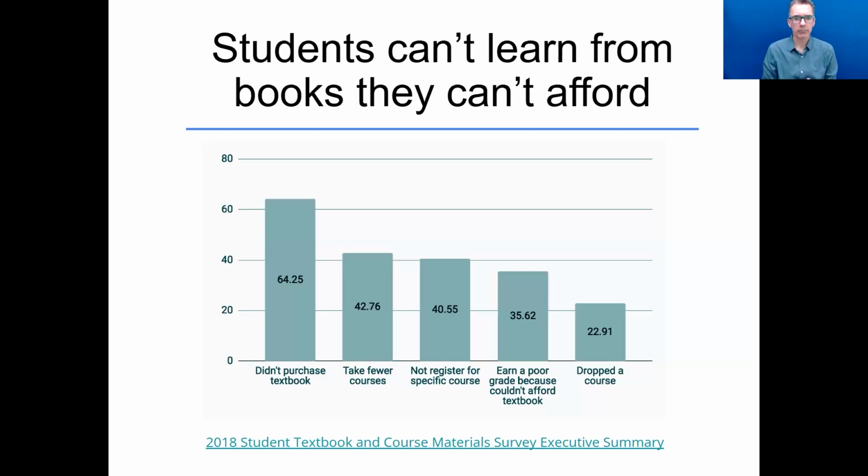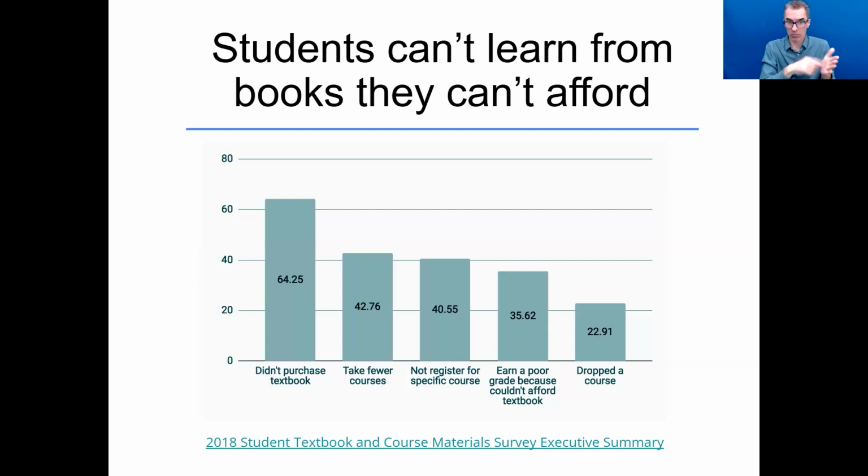Okay, so here's the question. Why are the success rates better when an instructor uses OER versus not OER, or ZTC versus not ZTC? The simple answer is students can't learn from books they can't afford. So here's another 2018 very large survey that asked students more specifically about their experience. This is looking at students across all demographics and different institution types, and over 64% of them said that at some time in their college career, they didn't purchase a textbook because it was too expensive.